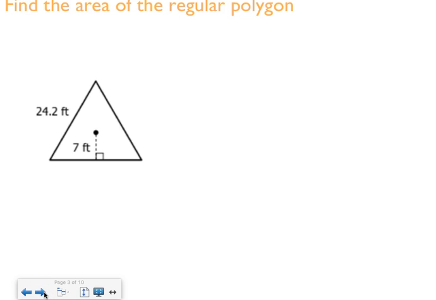Find the area of the regular polygon. So we first need to figure out what our apothem is. So let's just label that. What is our apothem? 7. And then we need our perimeter, right? That's the other piece to our formula. How can we find our perimeter? Too much work. You can do it if you want, but why would you waste your time doing that? Times what by 3, Baylor? 24.2. Right? Because if it's regular, all of these are the same.